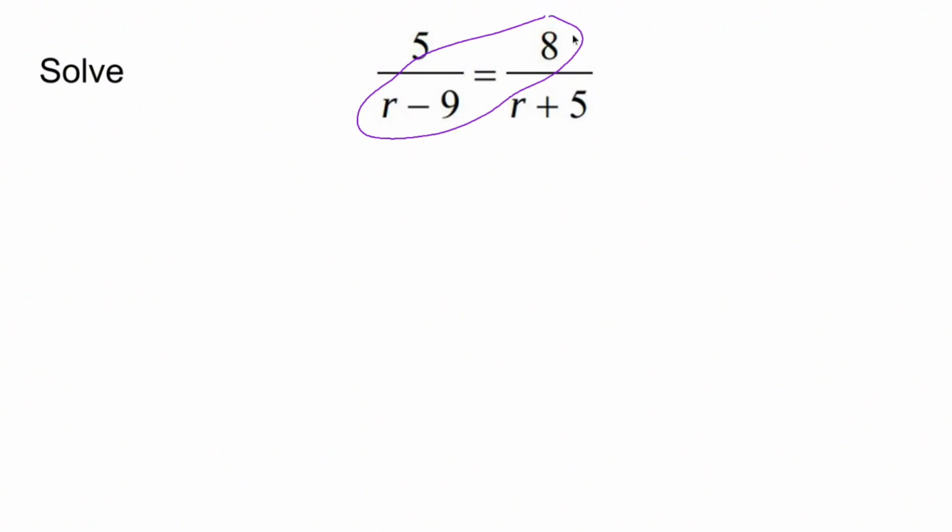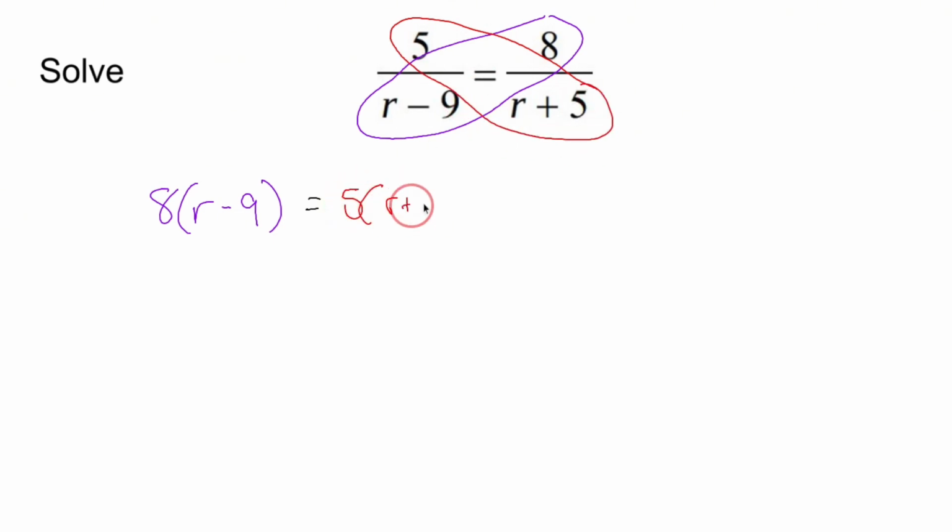Now these two diagonals, you do have a regular 8, so you're going to multiply 8 to r minus 9. You just have to make sure that if you have more than one thing going on here, you wrap that thing in parentheses. So 8 times parentheses r minus 9. Drop down the equal sign, and then you multiply the other diagonals. And it's the same exact case. 5 is 5, but you multiply r plus 5.